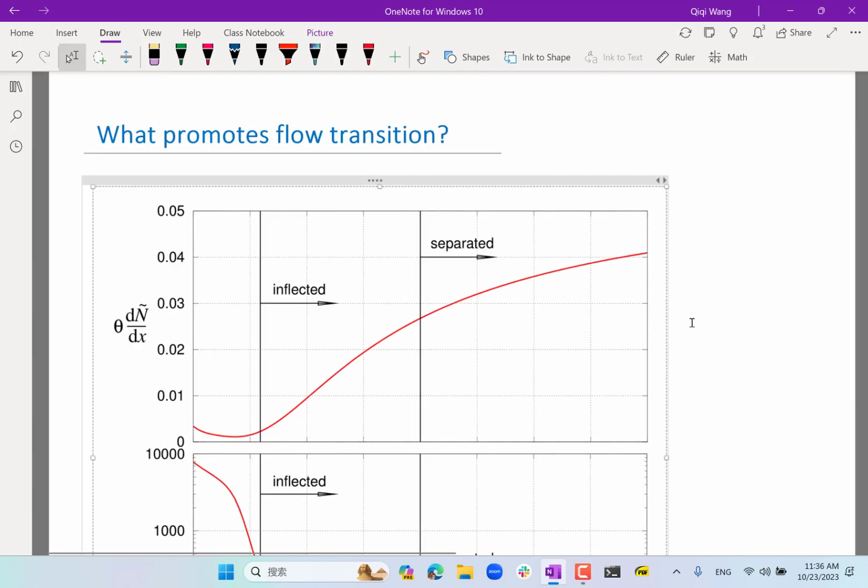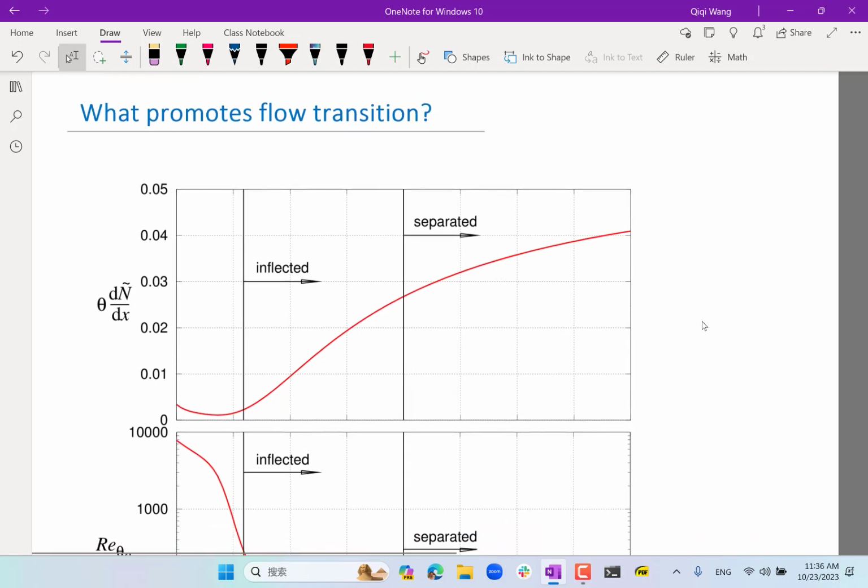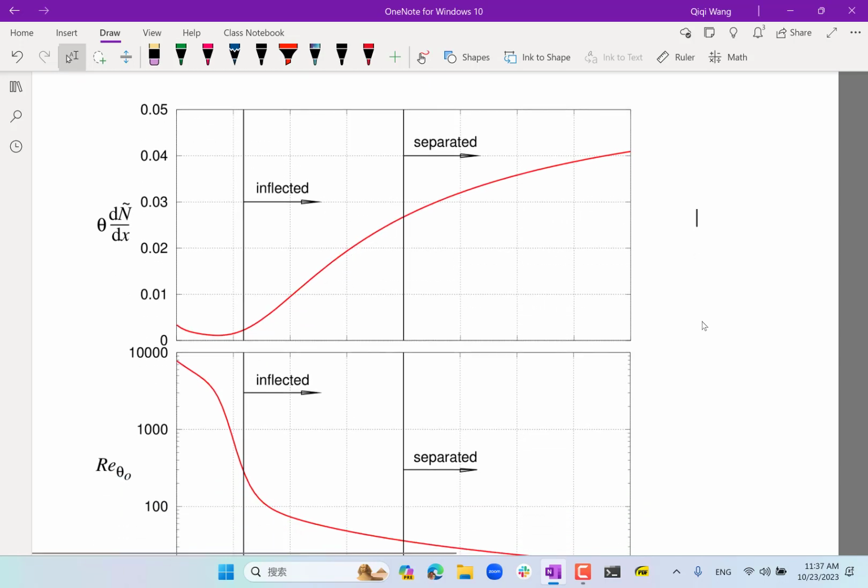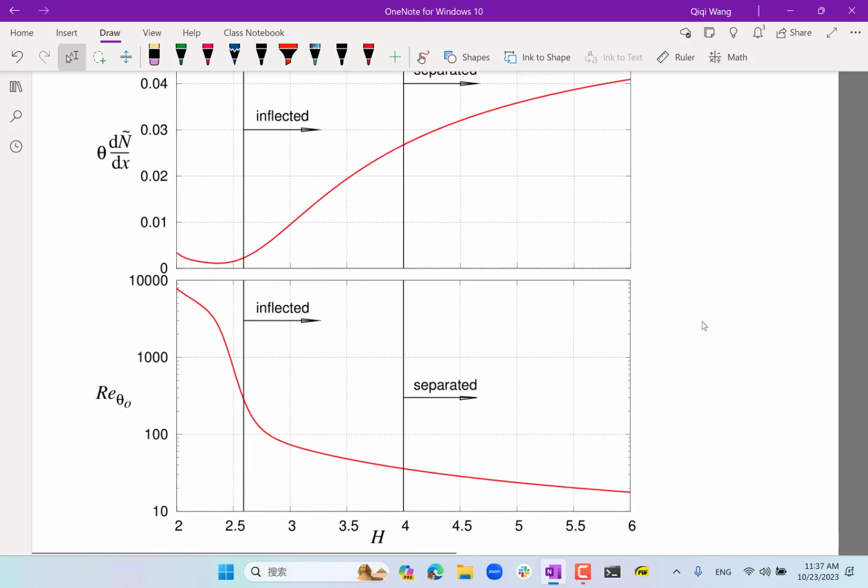All right. So this is one slide on what promotes flow transition. This is not going to be tested in this class, right? I mean, flow transition is actually an even more complicated subject than turbulent boundary layers. So I'm just going to give you a very quick overview of the current best model of flow transition. So flow transition is caused by tiny perturbations that go into the laminar boundary layer.